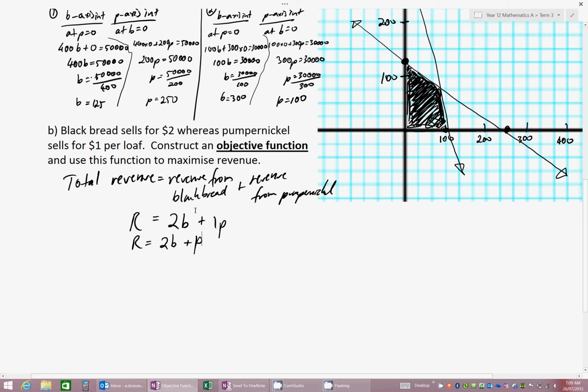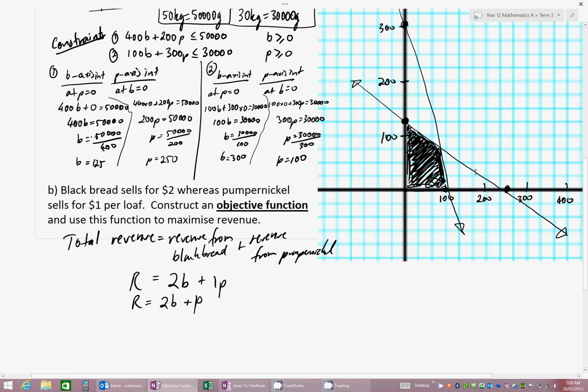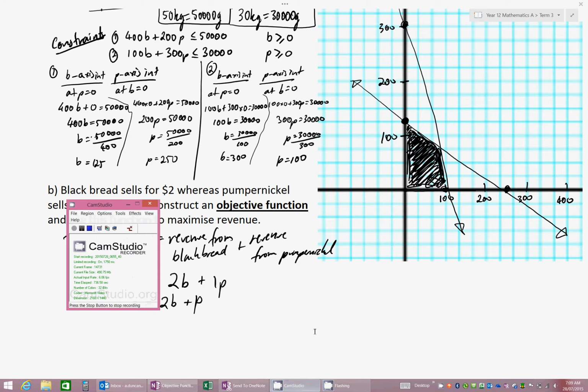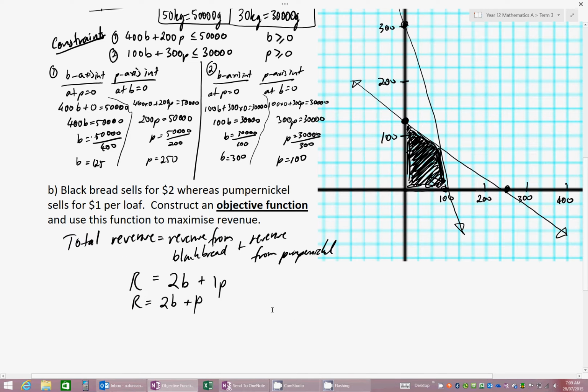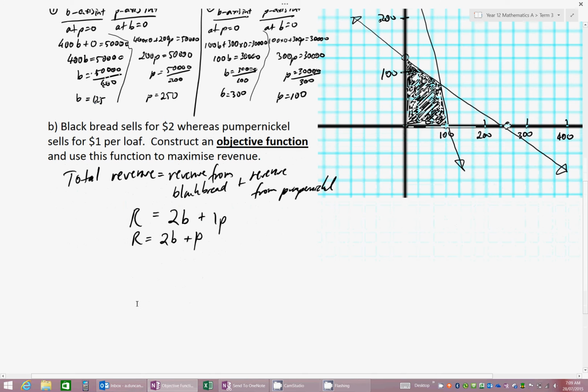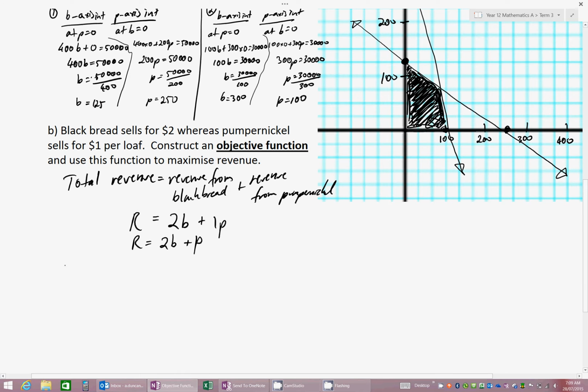Alright, so I want to graph this on that same set of axes. I have to try and find out which one of these in the feasible region will give me the maximum profit. Sorry, maximum revenue. Okay, so I've got B, P, and R, so 3 variables. I can't really graph that at all. So the way around this is to just choose a value of R. So let's choose R equals, say, 400, and see what that graph looks like.